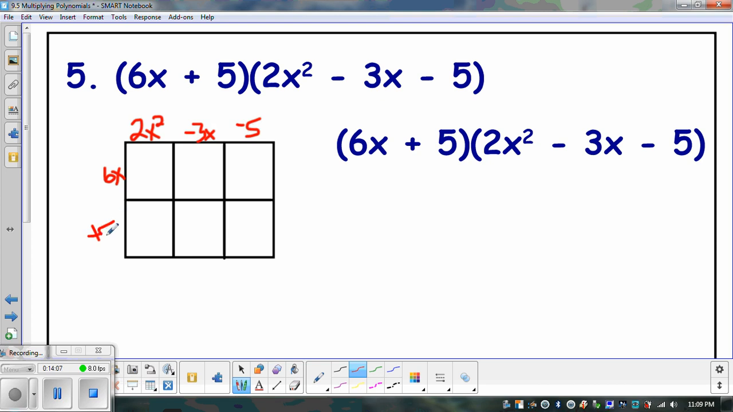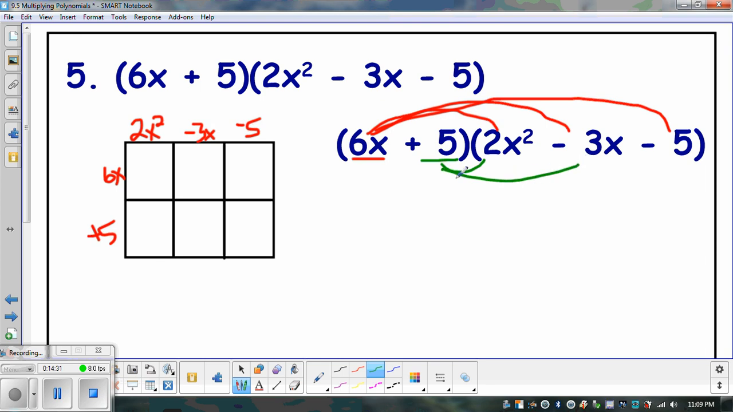If you're going to be daring here and use the distribution method, all you are doing is taking your 6x, and instead of having only 2 terms to multiply by, you have 3 terms to distribute it to. And then when you are done, you will distribute the positive 5 to all 3 terms in the second set of parentheses. So take a moment and see which method you want to try. When you're done, come back and check to see how you did.